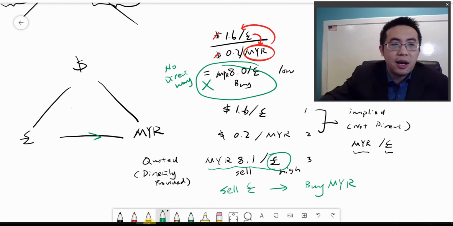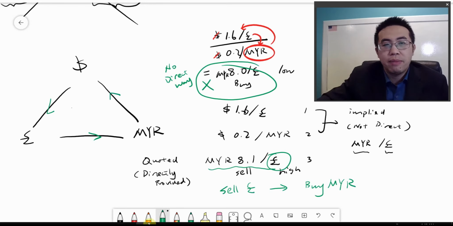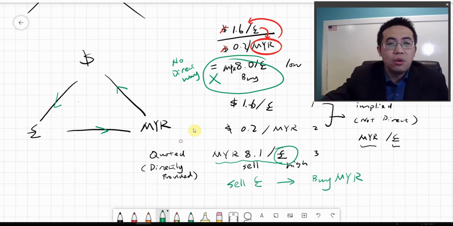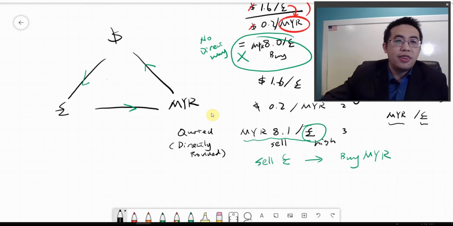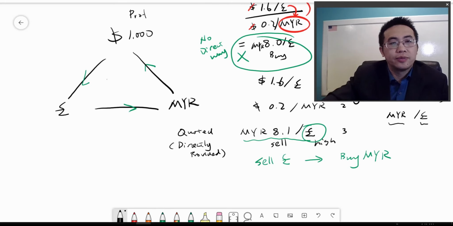But before you get some pounds, you have to convert your dollar to pounds, and then pound to ringgit, and then Malaysian ringgit back to dollar. You're not making a direct investment in Malaysia. You are interested in getting dollars back in a profit. So you have to convert to dollars at the last. So what would be your profit? Let's say we have 1,000 US dollars to start with.